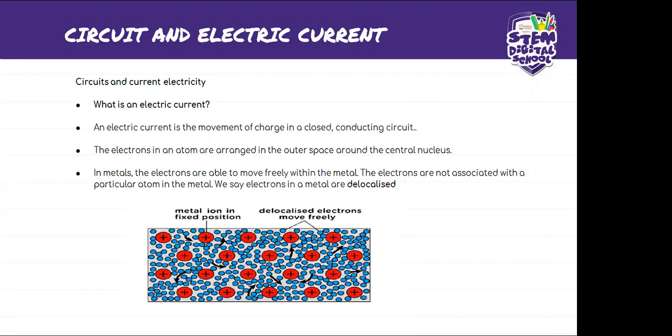So an electric current is simply the movement of charge in a closed conducting circuit. So the electrons must be able to move from one place to another. So materials that are able to do that are mostly the metals, and their electrons are delocalized. Because they are delocalized, they are able to move freely from one place to another.